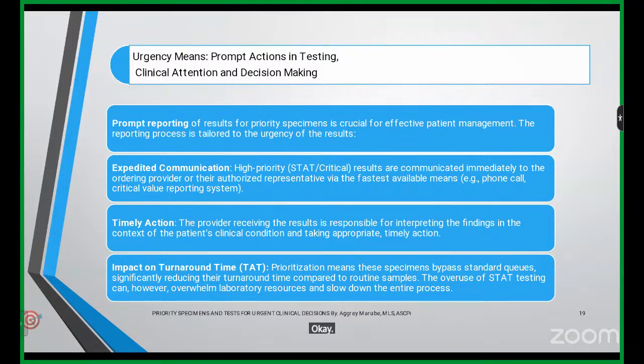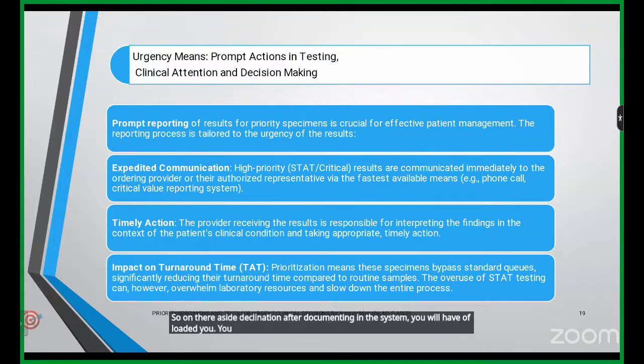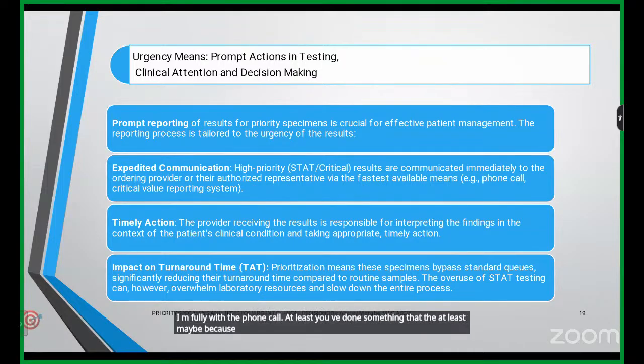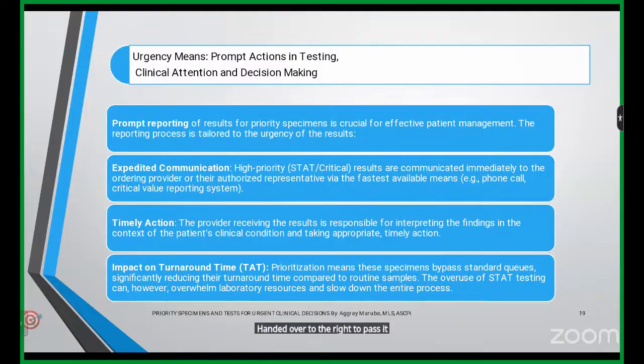So on the other side, after documenting in the system, you will have offloaded your responsibility, your obligation. You have transferred this obligation to the clinician. And following with a phone call, at least you've done something and you can be confident that this patient will be taken care of. You've handed over to the right person. But if you don't report in the required protocol and things happen, you'll be audited.